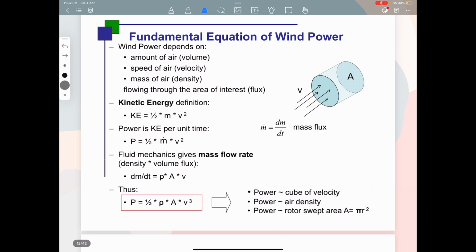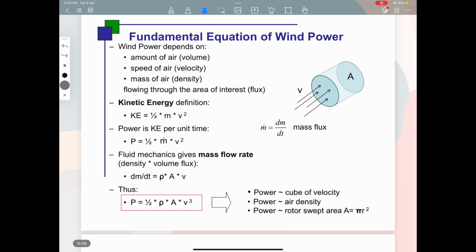The kinetic energy definition is half of the mass times the velocity squared. Power is kinetic energy per unit time. So if you want to convert the kinetic energy to power, it will be P equals half m dot, which is the mass flow rate, times v squared.